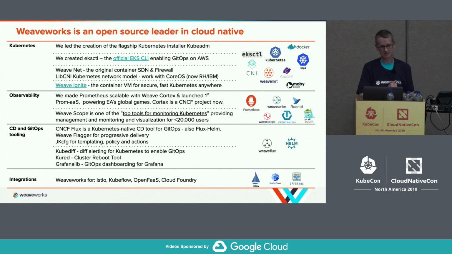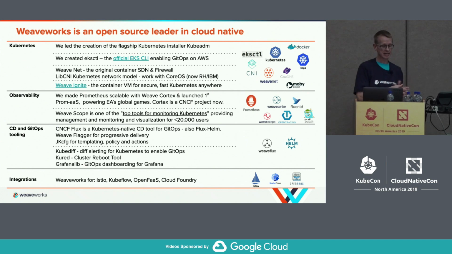Way back in the beginning of Kubernetes and Docker containers, there was something called WeaveNet, which was the original software-defined networking and firewall used by containers. And then we're talking about Weave Ignite in this space as well. On the observability front, we have a product called Weave Cloud. We ingest tons of Prometheus metrics, and we needed a scalable way to do that, so we created Weave Cortex, which has scalable ingesters and really is a scalable version of Prometheus. That's in the CNCF. We have Weave Scope, used for monitoring Kubernetes, one of the top products, and we have almost 20,000 users of that.